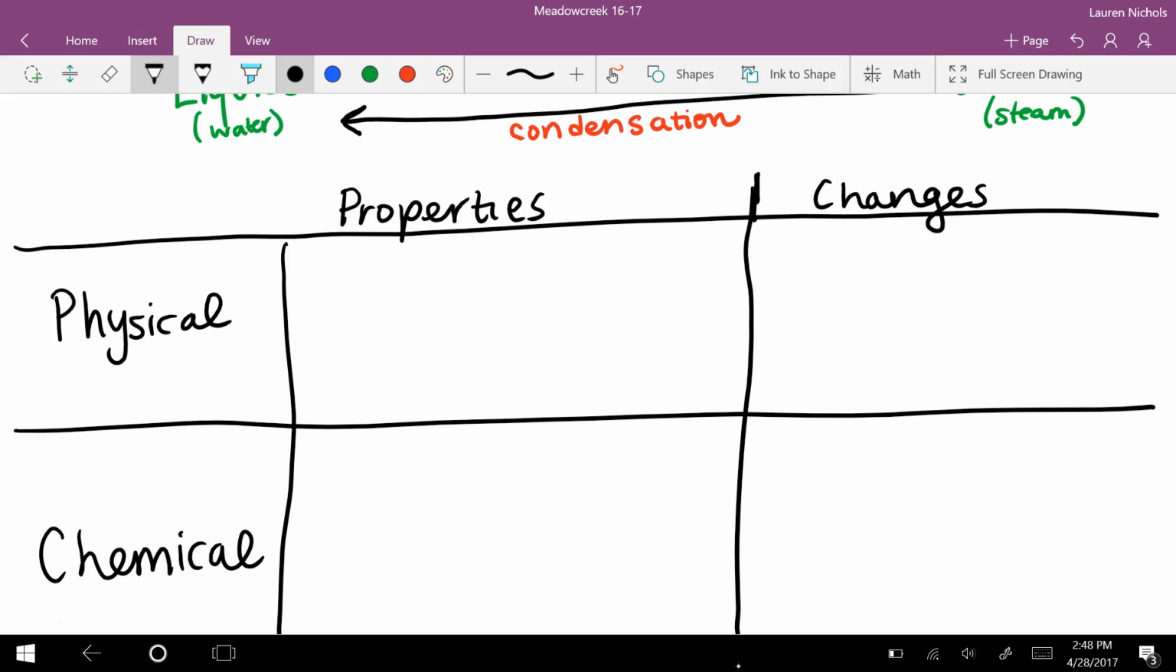So let's talk about the difference between these. Okay, so a physical property is a characteristic that can be detected using your 5 senses.